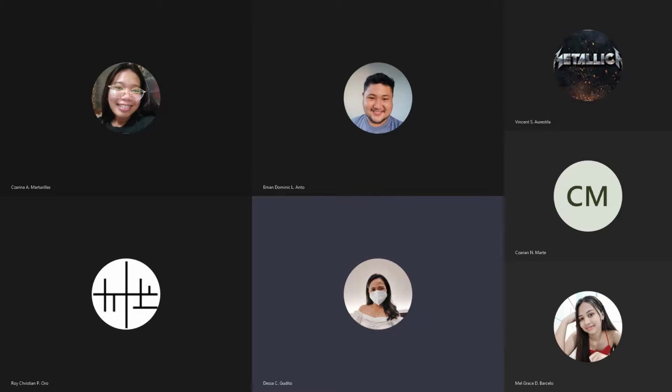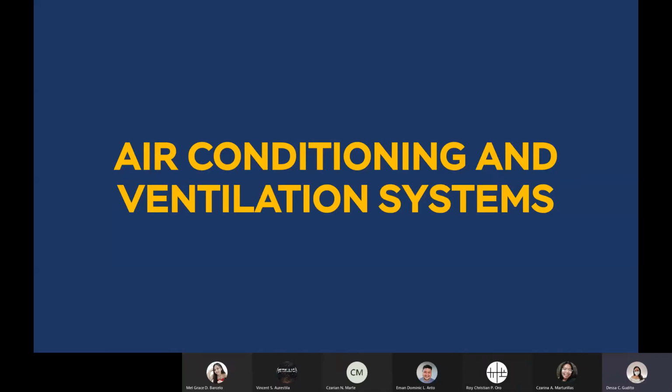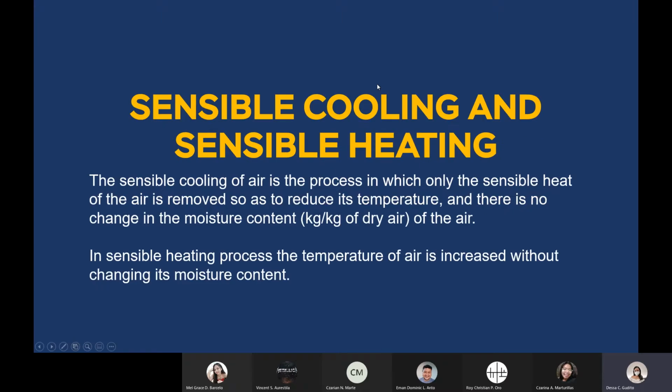The topic for this session will be the psychrometric processes. To start, I will discuss sensible cooling and sensible heating. Sensible cooling of air is the process in which only the sensible heat of the air is removed so as to reduce its temperature, and there is no change in the moisture content.